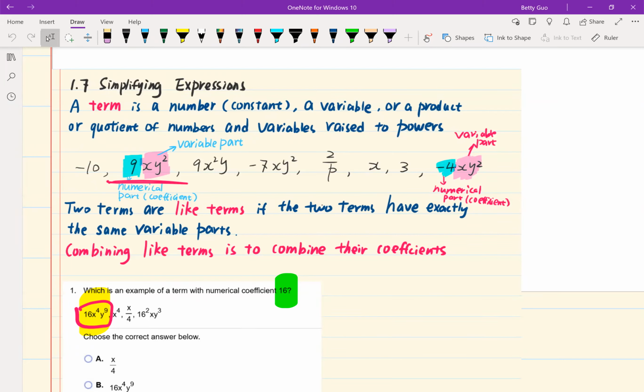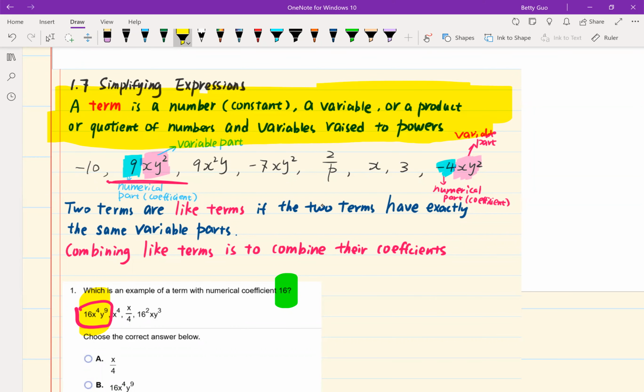A term is a number. The number means constant. A variable, or a product or quotient of numbers and variables raised to powers. A term, so here please take notes. A term is a number, a variable, or a product or quotient of numbers and variables raised to powers.